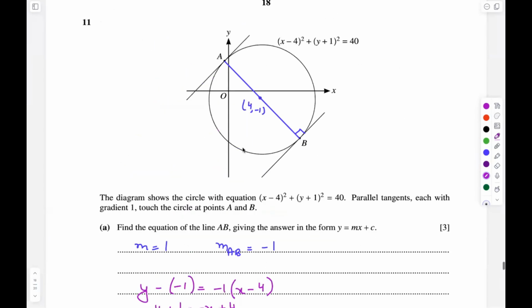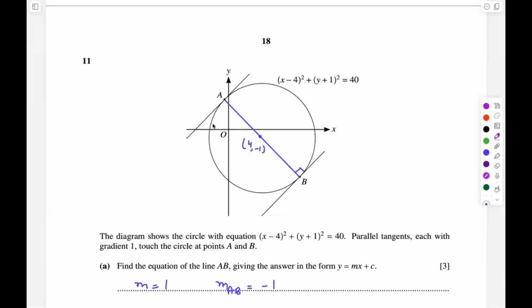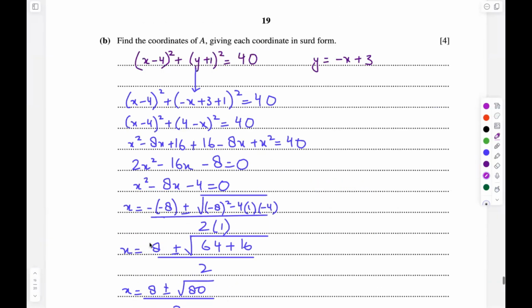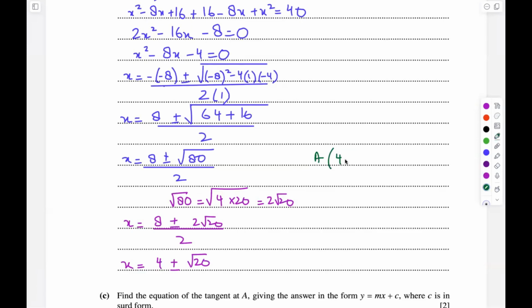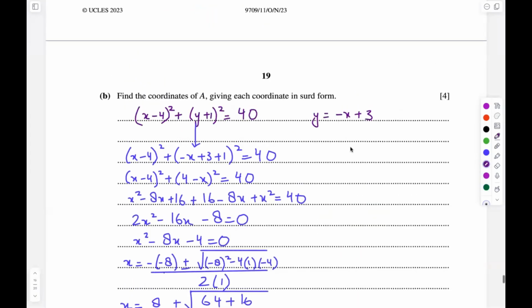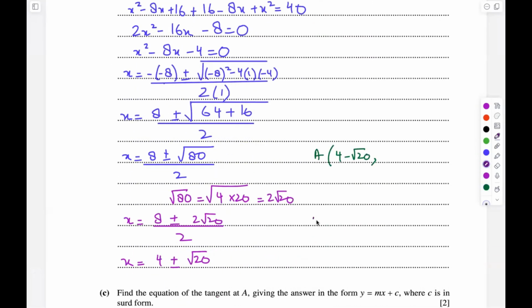Now, looking at A, we know that the x coordinate will be negative as it is towards the left of the y-axis. So the x coordinate for A will be 4 minus root 20. And to find the y coordinate, we can substitute this into the equation of the line, which was y equals minus x plus 3. So minus 4 minus root 20 plus 3. Simplifying this, we'll get minus 4 plus root 20 plus 3. Minus 4 plus 3 is minus 1. So this will become minus 1 plus root 20. So the y coordinate will become minus 1 plus root 20 for A.